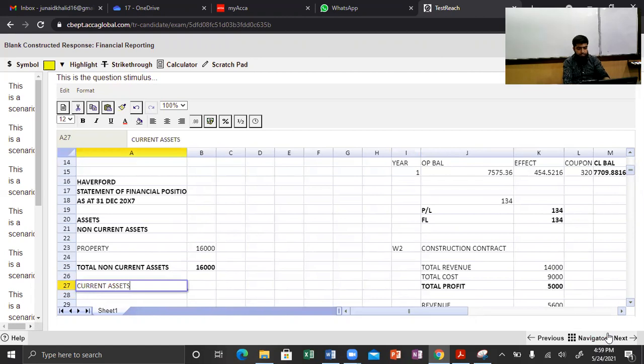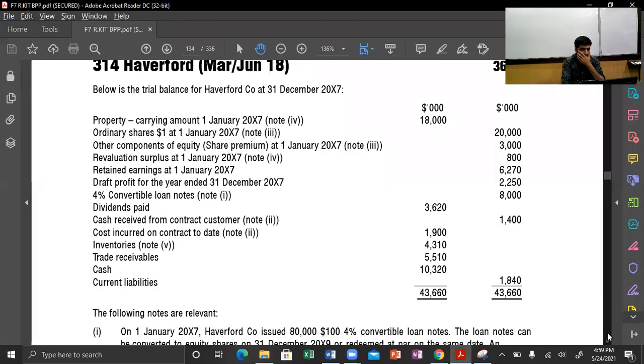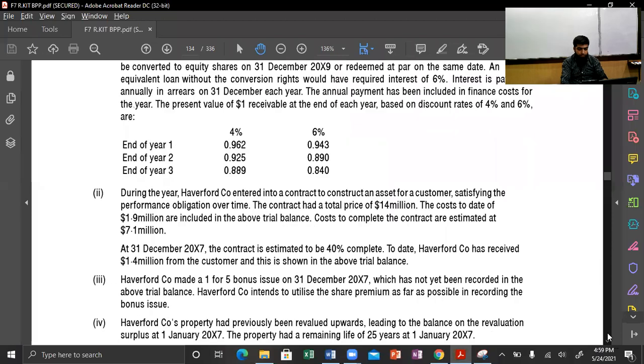Current assets. We have different current assets. First of all, the inventory, which we have calculated, the ending inventory.